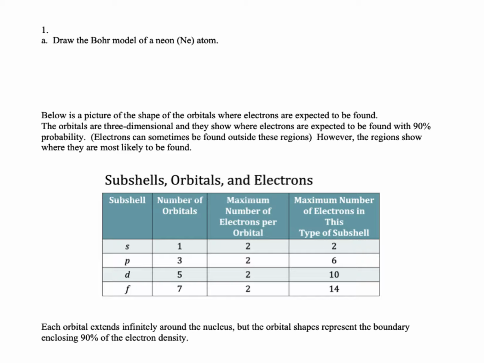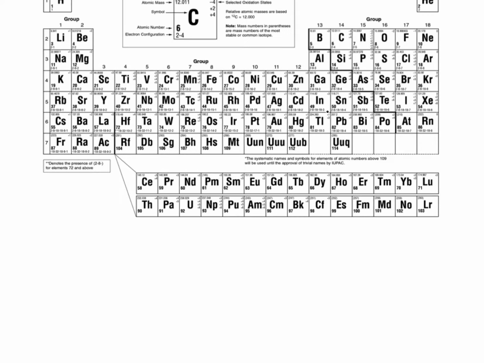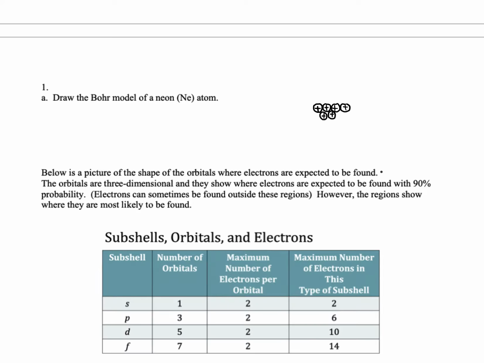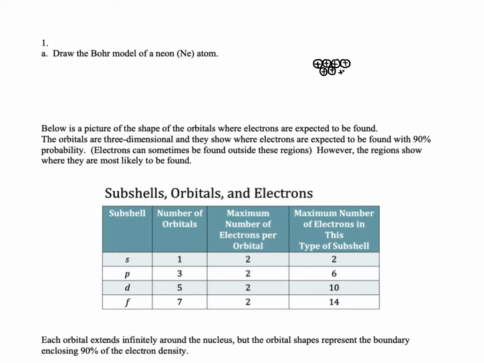In this video, we want to compare the Bohr model of the atom to a more advanced model which involves orbitals. To get started, I'll draw a Bohr model of a neon atom just to remind us of what that was all about. In the Bohr model, you put the positive charges in the nucleus. There may be some neutrons in the nucleus as well. Now, according to the periodic table, neon is the 10th element, so we definitely want 10 protons in our nucleus.